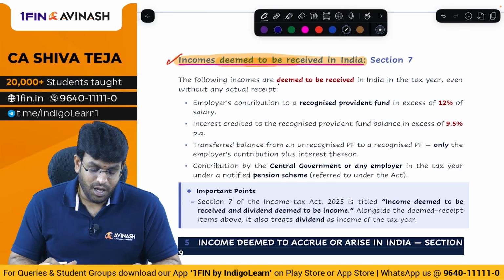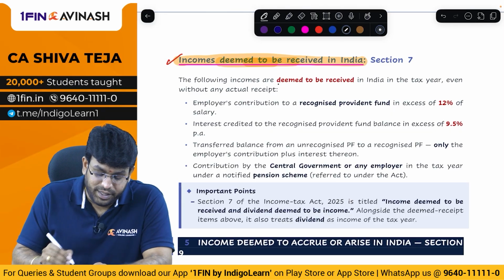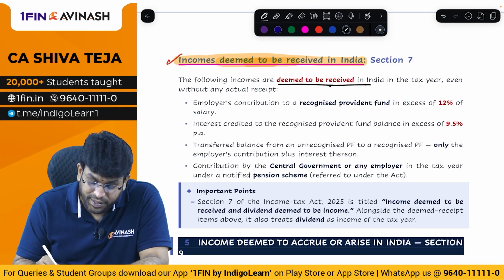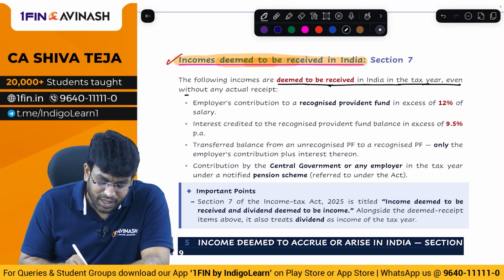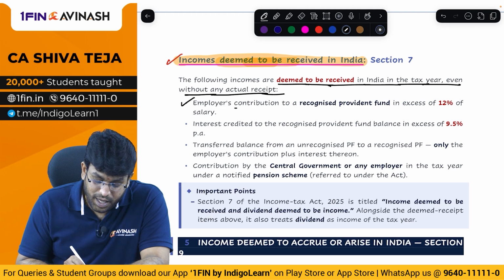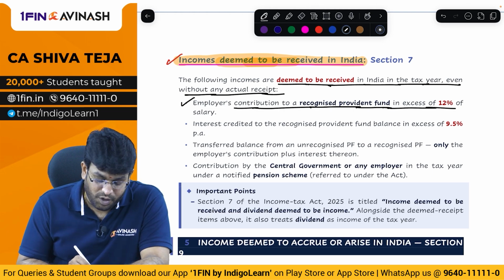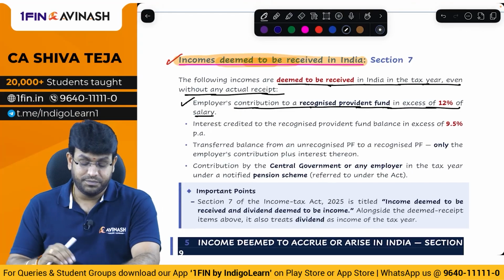Come on, see now. What is the meaning of the phrase income deemed to be received in India? The following incomes are deemed to be received in India in the tax year even without actual receipt. Number 1, employer's contribution to recognized provident fund in excess of 12% of salary.